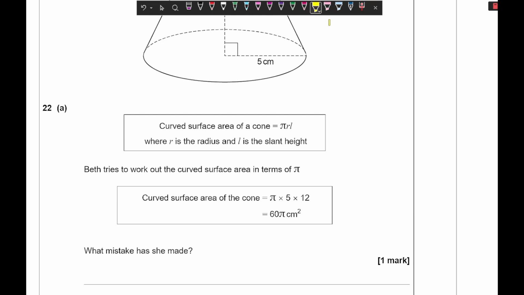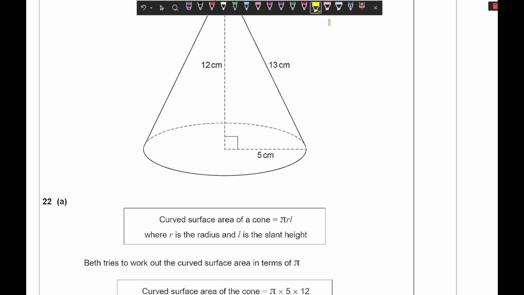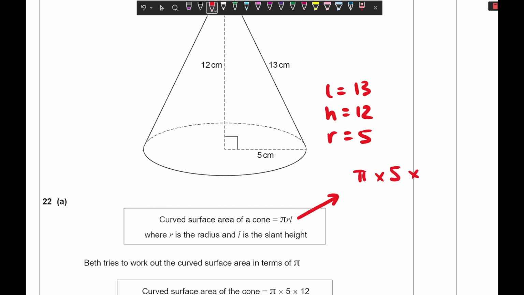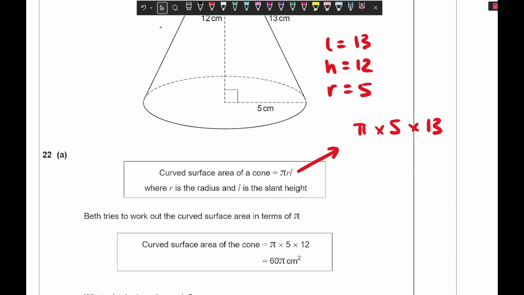So looking at the diagram, one way to find the error is to actually work it out yourself. So here, looking at this, I've got L is equal to 13, height which is equal to 12, and R which is equal to 5. So working out pi r L, what I would get is pi times R, which is 5, times L, which is 13. Now if I compare that to what Beth did, I can see straight away where the error was, and the error is the fact that she should have used 13, not 12.